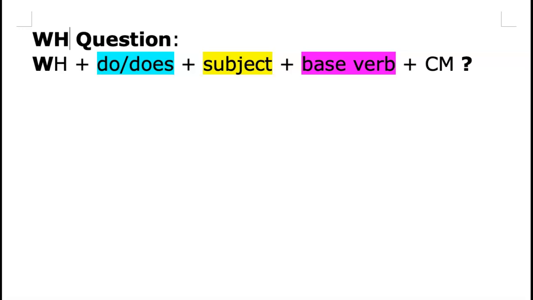The second kind of question is called a WH question because it begins with question words such as where, when, what, what time, why, and the word how. Now, the format for WH questions is the WH word plus do or does plus the subject plus the base verb plus the complete meaning.